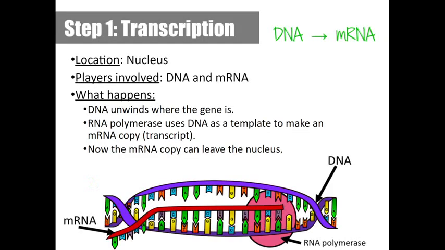So let's talk about step one, transcription. Transcription occurs in the nucleus, and it involves DNA and your mRNA, or messenger RNA. Basically, your DNA is going to unwind itself where the gene is, because that's what we want. The RNA polymerase uses DNA as a template to make a copy of the mRNA. So it's a transcript, just like what you get from school with all your grades. Now, the mRNA copy can leave the nucleus so we can start our next step.